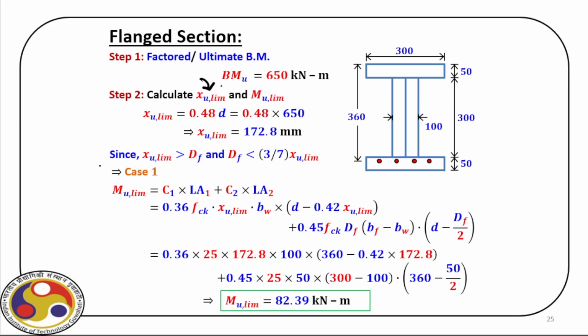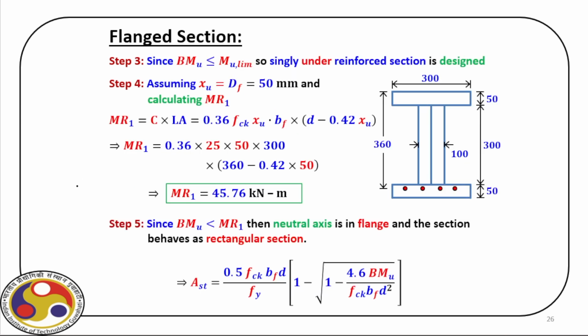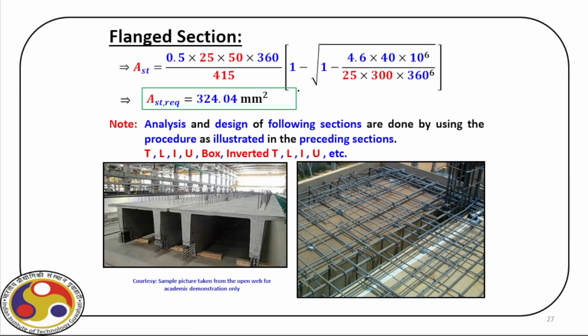It may be within the web, but within that 3/7 XU limit, or otherwise we have to take a part of that parabolic stress profile. So accordingly, we find out those conditions, and finally we find out what is the sectional capacity, and then we can also find out what is the amount of steel required. So that completes the design for this problem also.